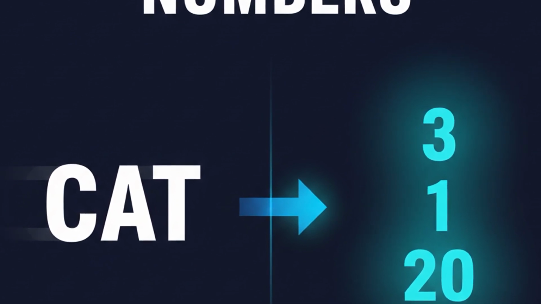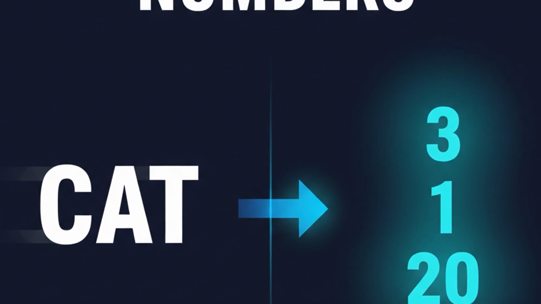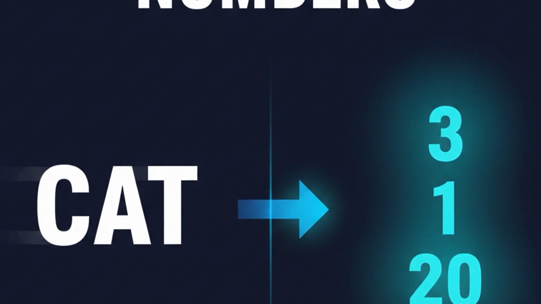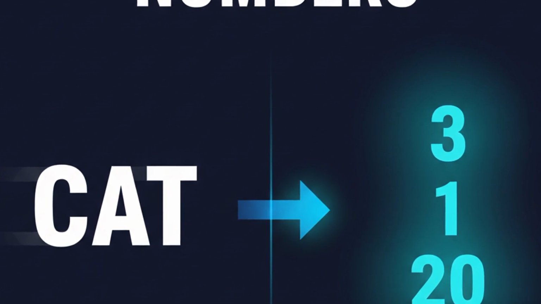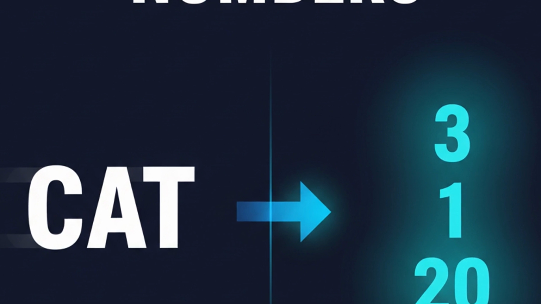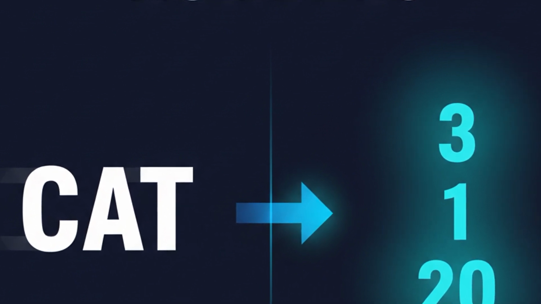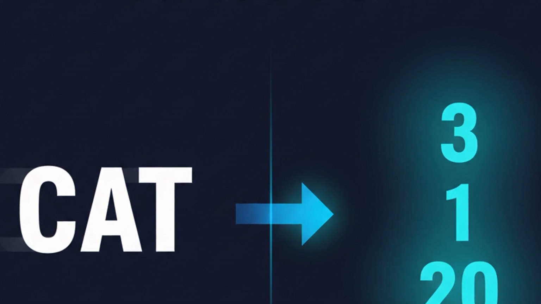Turn meaning into numbers. Every piece of text, every image, every line of code can be squeezed into a list of numbers that captures what it actually means. Those numbers are called embeddings. And once you understand them, half of modern AI suddenly makes sense.